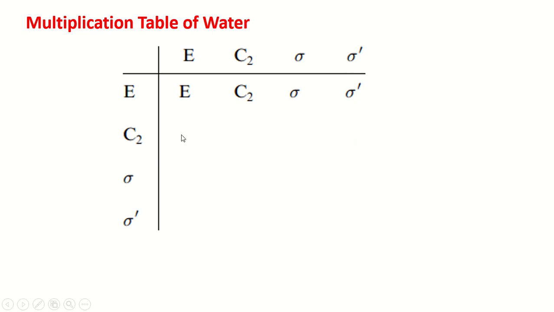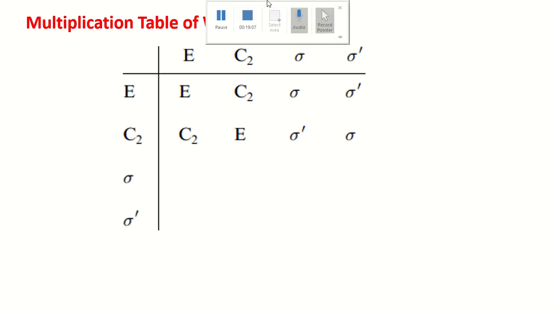So here we have C2, identity E, sigma dash and sigma, and this is the complete description of these symmetry operations. This is how we are constructing the multiplication table of the water molecule.